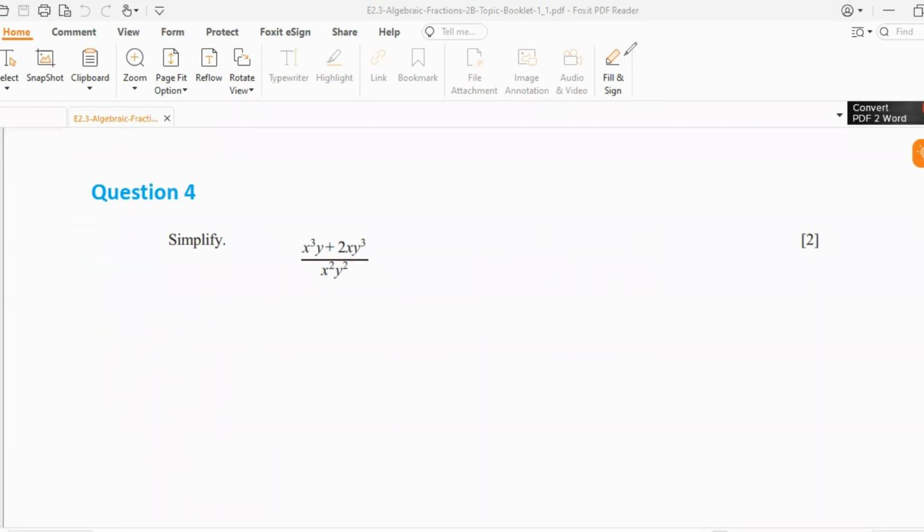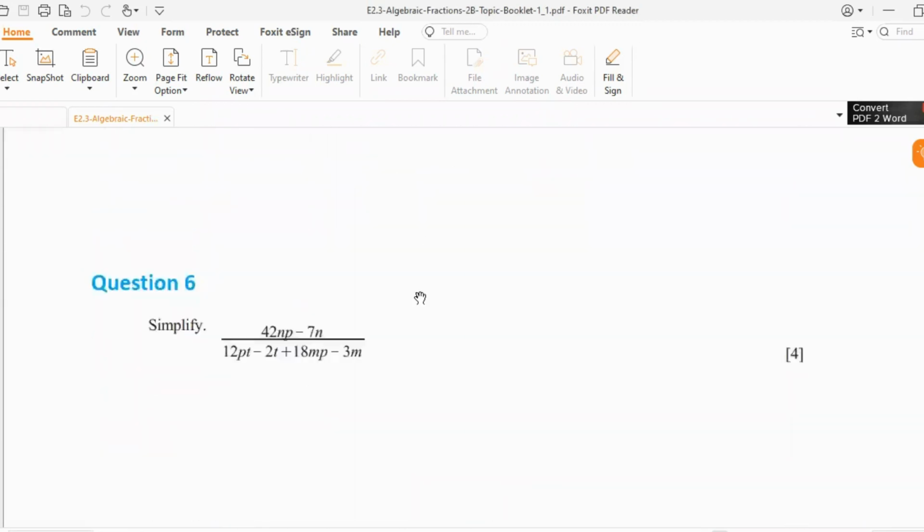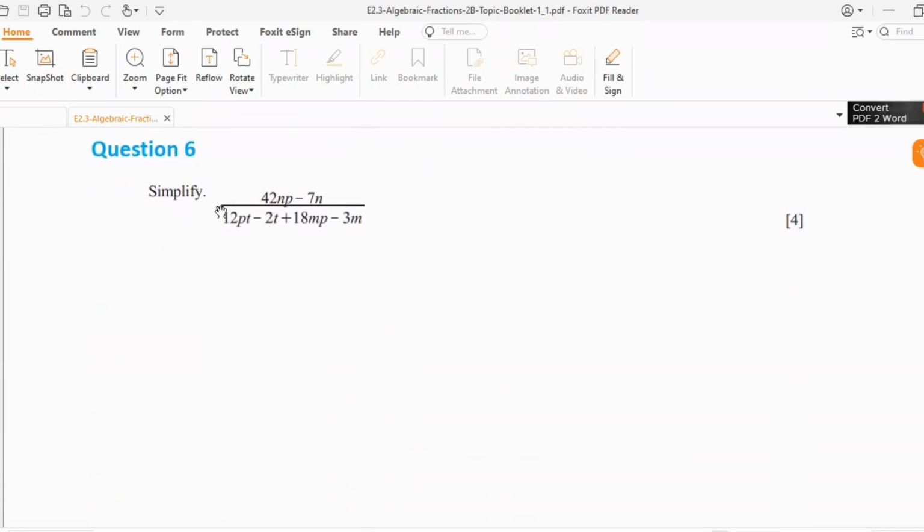Then if you look at another question for simplification. Okay. It says simplify the fraction. So what we're going to do is same steps. We're going to first figure out what's common in the numerator and denominator separately. If you look at the numerator first, we have 42n p minus 7n.